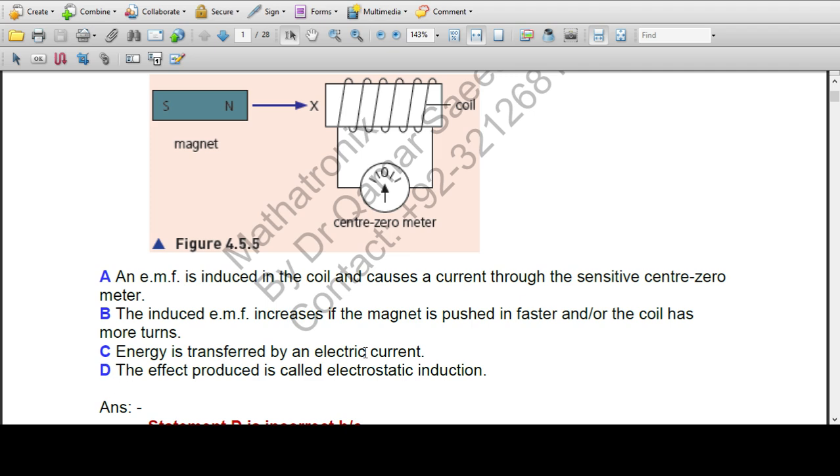Energy is transferred by electric current. Yes, this magnetic effect creates EMF and electric current will flow here in this coil.